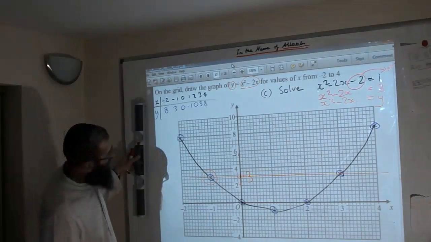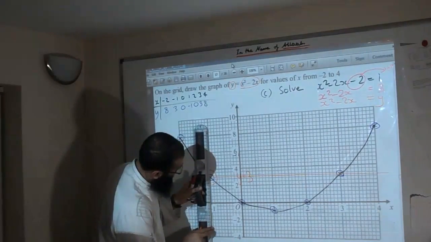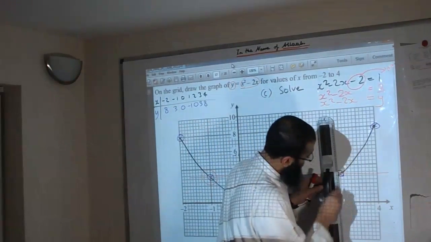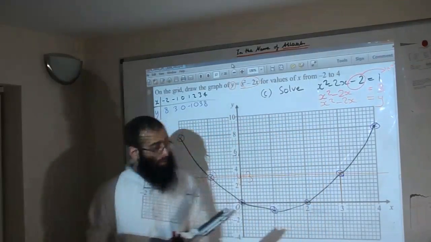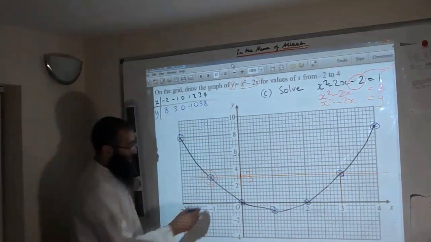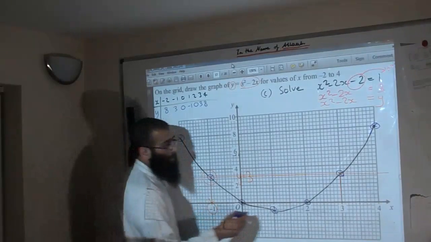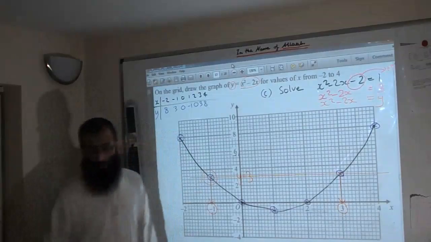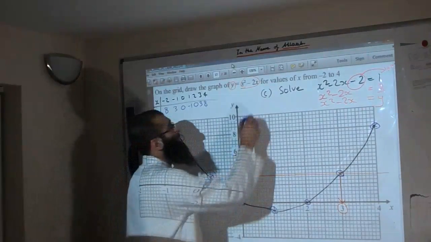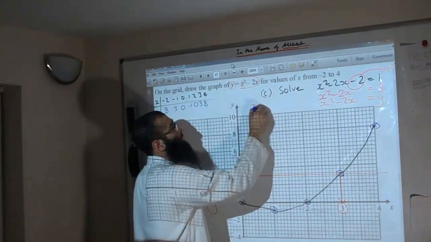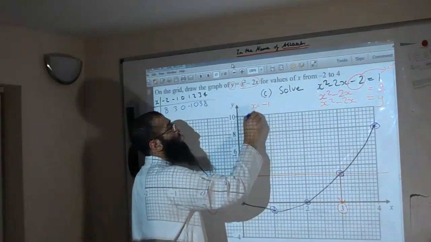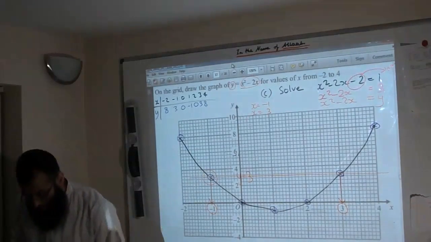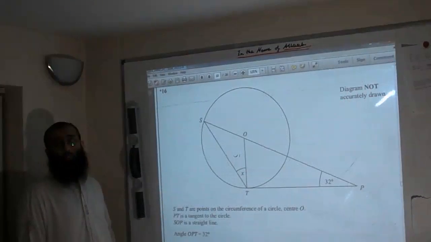So we need to come down now. Okay, now what do we get if we come down here? What do we get? Minus 1. And this side we get? 3. Yeah. So the question says solve. So the answer is going to be x is equal to minus 1 and x is equal to 3. Okay folks, are we happy with that? And that's how we solve that kind of question.